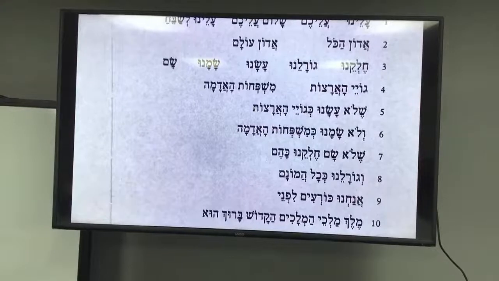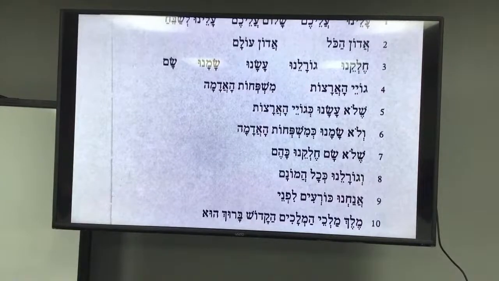Line 5. Shelo. Asanu. Ke Goye. Haratzot. Line 5 again. Shelo. Asanu. Kegoye. Haratzot. Excellent. Line 6. Velo. Samanu. Kemishpachot. Ha'adama. Line 6 again. Velo. Samanu. Kemishpachot. Ha'adama.